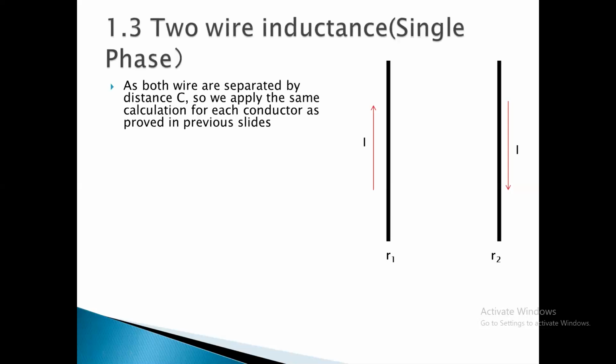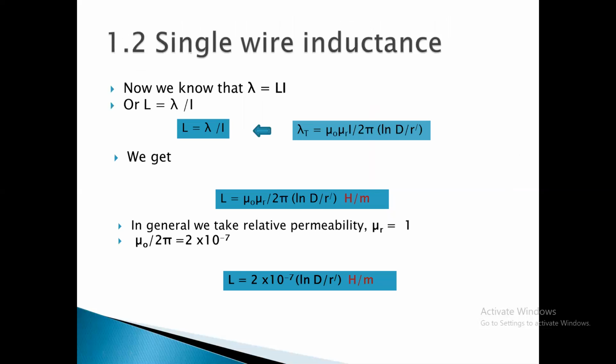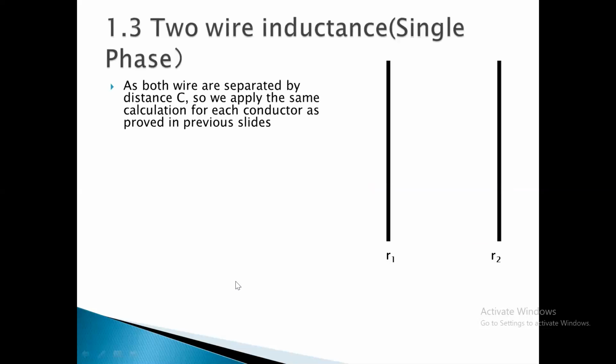So both wires are separated by distance D. I just wrote it wrong here, it's a correction, it's D. Both wires are separated by distance D. This is the distance between the two wires. So we apply the same calculation for each conductor as provided in the previous slide. In the previous slide, I calculated this value, so I'm going to use it here. This is in case of a single wire, right? So I have two wires, and I will use the same formula.